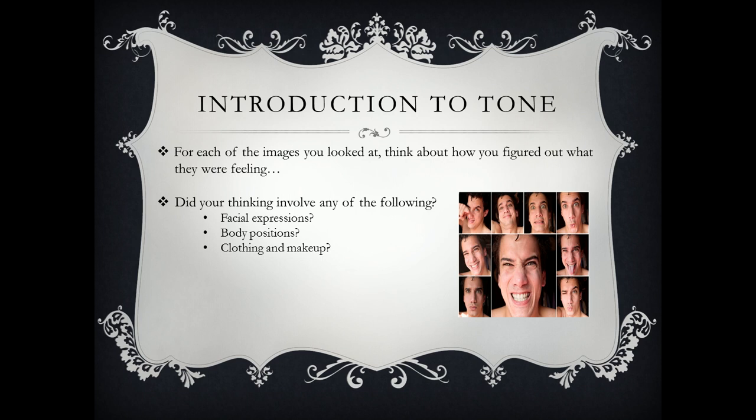Was it body position? Maybe how they were standing? Was there something in common between the people who had negative emotions and the people who had positive emotions? Try to compare that. The other thing is, compare clothing and makeup. Maybe that was how you saw the difference. What did those people have in common? For the people with negative emotions, were they wearing similar clothing? Tell me a little bit about that.